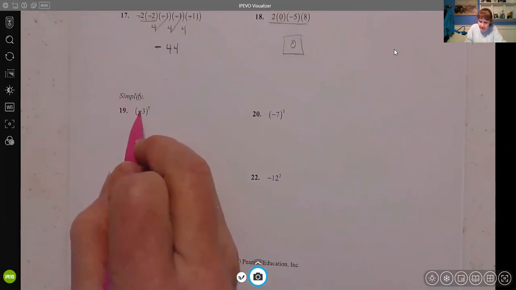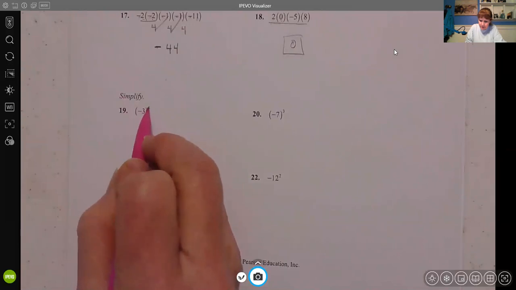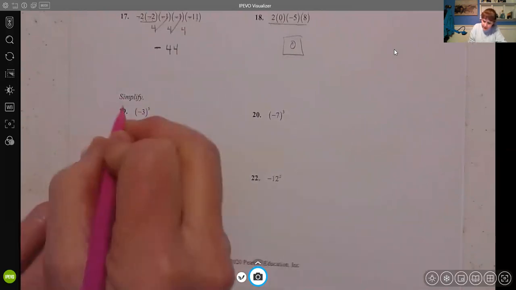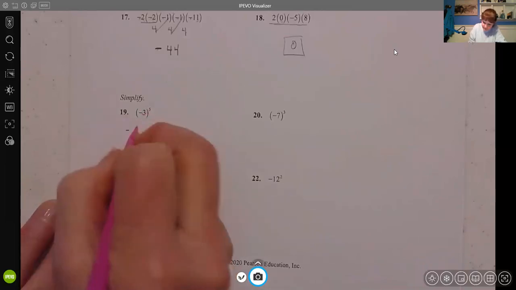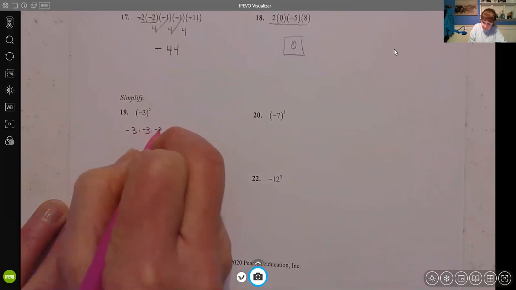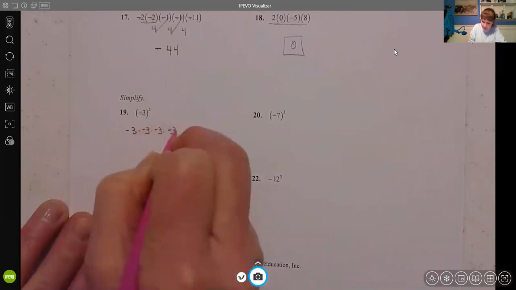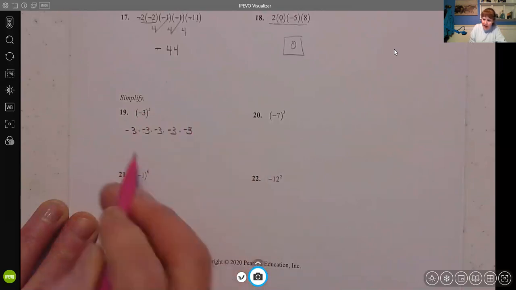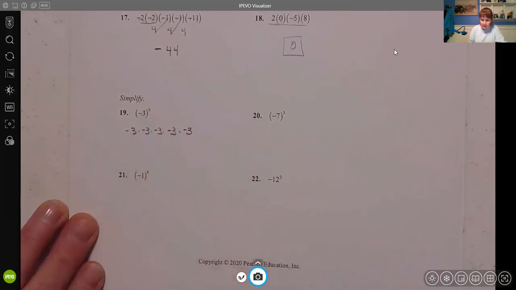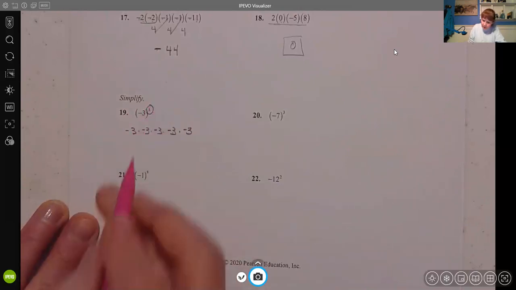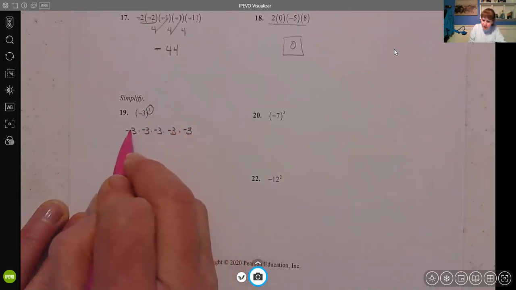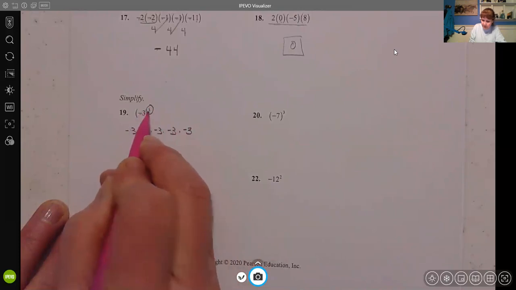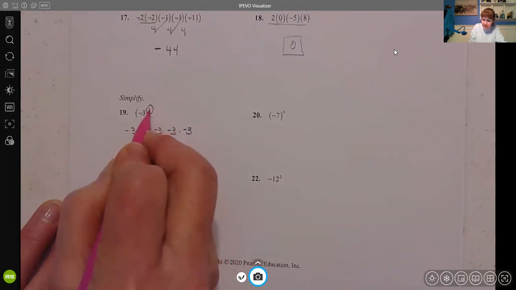Okay, now here I have a -3 in the parentheses to the 5th power. This means I have 5 -3s. Now I know that my answer is going to be negative because I have 5 of them and 5 is odd. So when I write those out, I didn't really need to include the negatives because I already know what my answer is going to be. It's going to be a negative because 5 is odd.